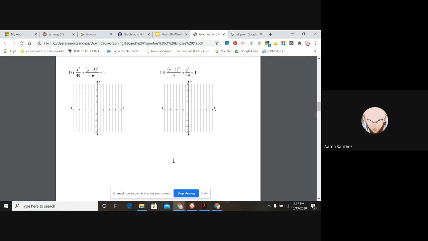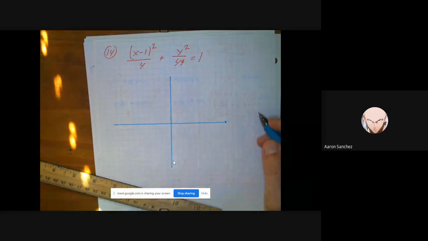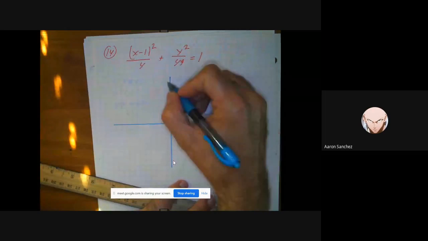Let's look at number 14. You guys do the rest on your own. 14 is x minus 1 squared all over 4 plus y squared divided by 49 equals 1. Okay, so here we go. To graph this function, you just graph it. That's all you do. Just find the center, find the x and the y, or find the a and the b, I should say, not the x and the y.